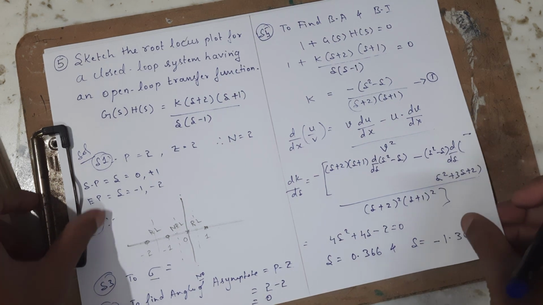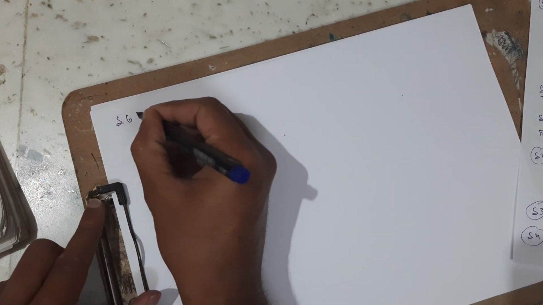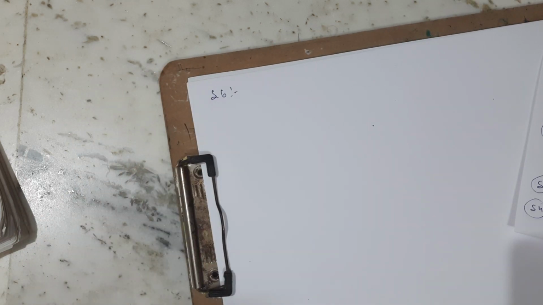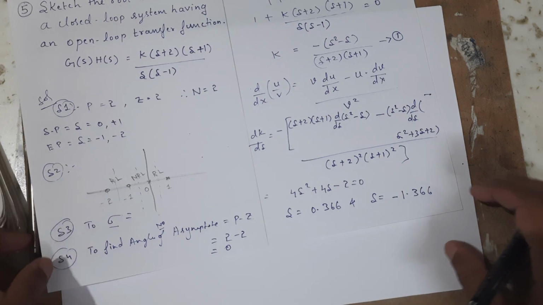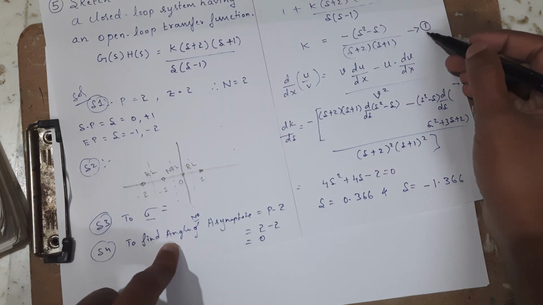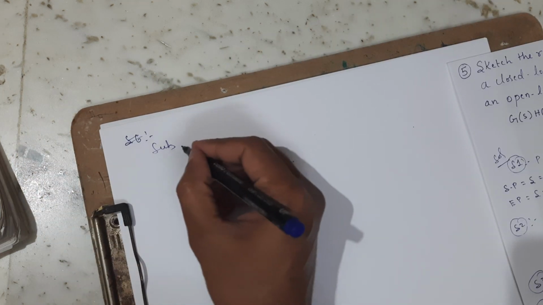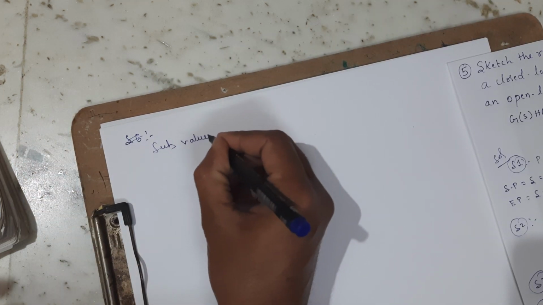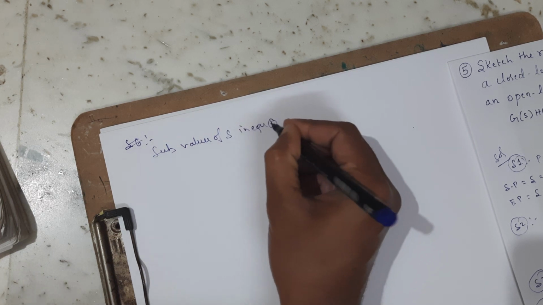Okay, now what? Step number 6, right? What is step number 6? So we have to verify this. We need to verify whether it is a valid breakaway or break-in point. How to verify? I am going to substitute these values in equation number 1, substituting values of s in equation number 1.